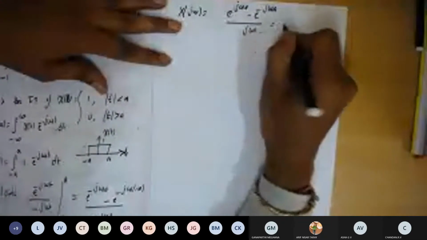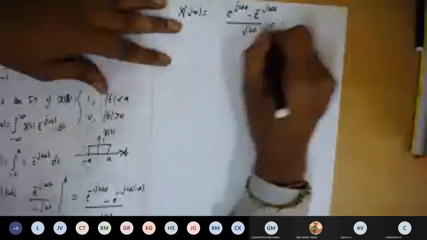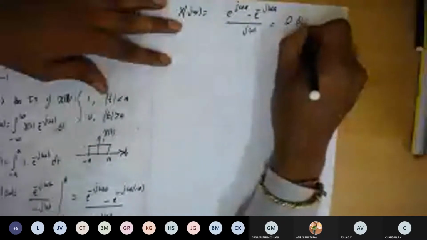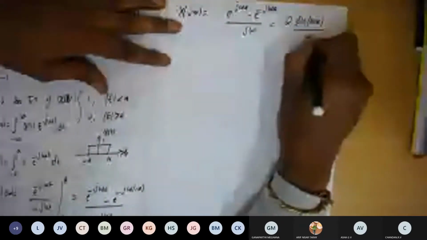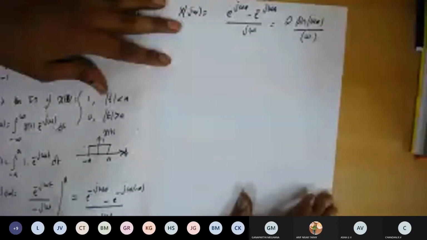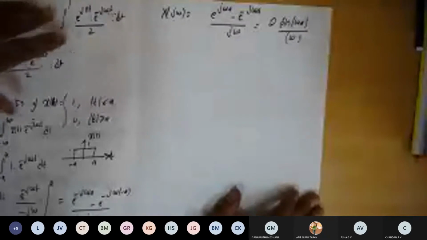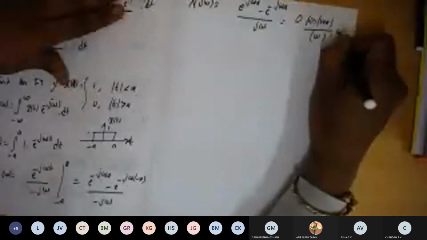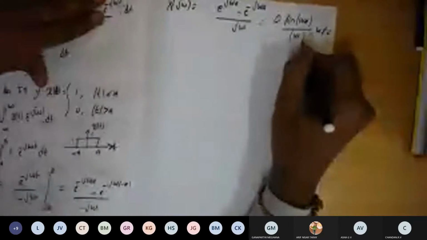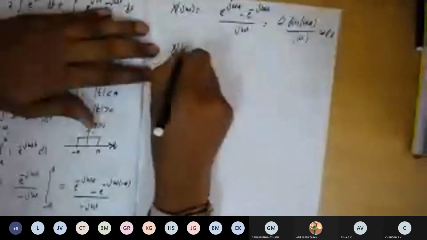So this one we can write as, since we want 2j and 2 is not there, we write this as 2 sine omega divided by omega. And this is for the case omega should not be equal to 0. If omega is equal to 0, this will become infinity. So this is X of j omega.